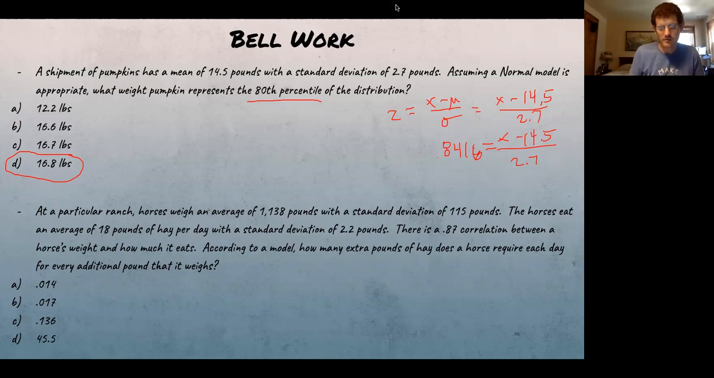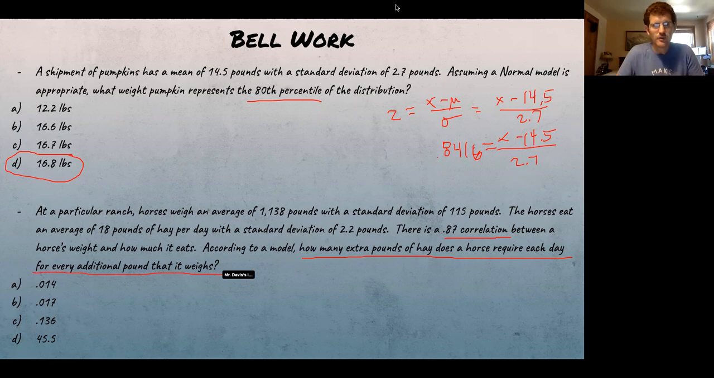So this definitely goes back to what we were talking about yesterday. And if you weren't sure, after that first question, you see this 0.87 correlation. You can hopefully see that we're dealing with two quantitative variables, the weight of a horse and how much hay they eat. So we're dealing with scatter plots, correlation, all that fun stuff. So now we just need to interpret the question. How many extra pounds of hay does a horse require each day for every additional pound that it weighs?